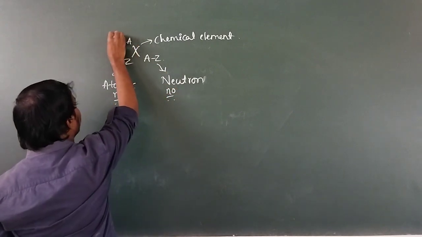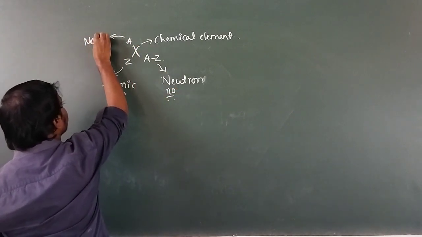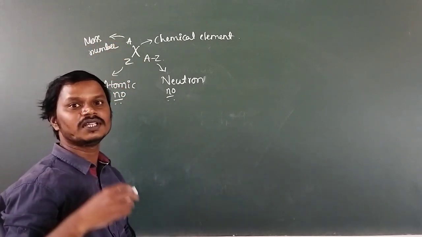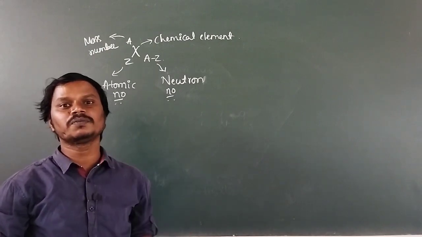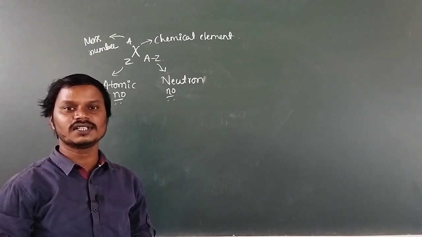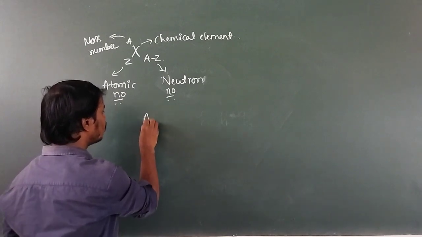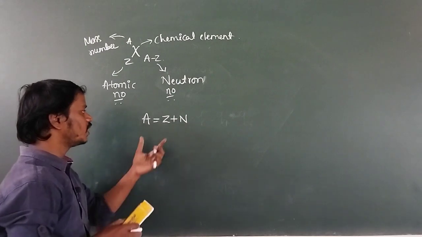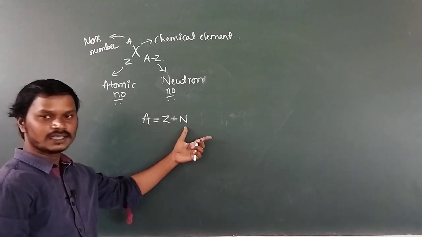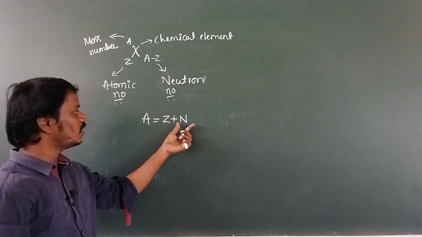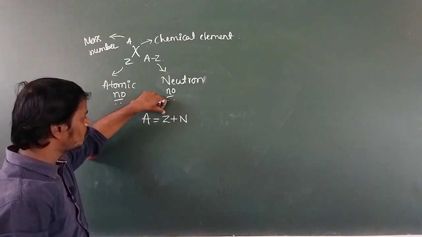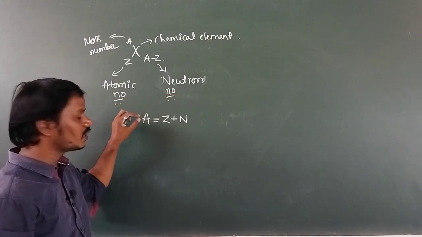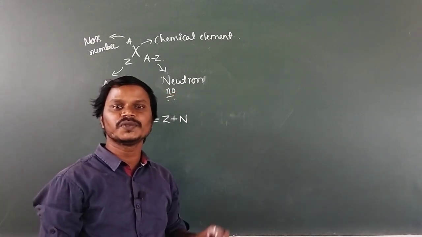And A is the mass number. What about the mass number? It is the total number of nucleons present in the nucleus. Then how to find the total number of nucleons present in the nucleus? We can determine the mass number by the formula A is equal to Z plus N. Z is the atomic number and N is the neutron number. The sum of atomic number and neutron number gives the mass number, and it is also called the total number of nucleons present in a nucleus.